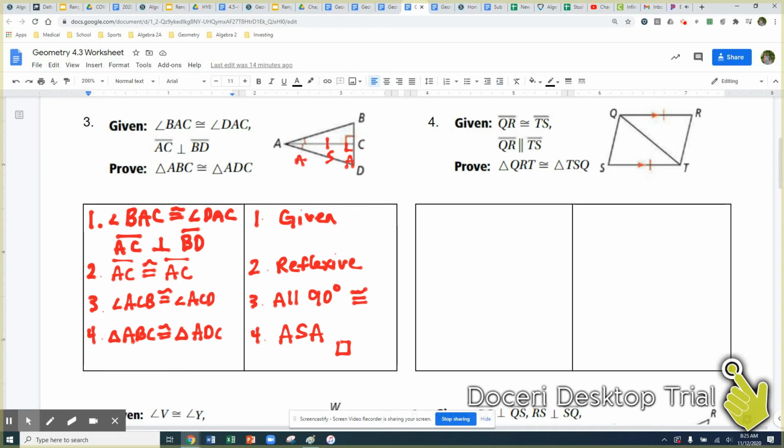Number 4, given QR is congruent to TS. So number 1, QR is congruent to TS. Well, that's some good information. So we already have a side that we know is congruent. So we just need to work on two more things now. Next we have QR, put a little comma here, QR is parallel to TS. And both of those are already marked on my figure up there, so I can see that. And number one, we always know that's going to be just our given.